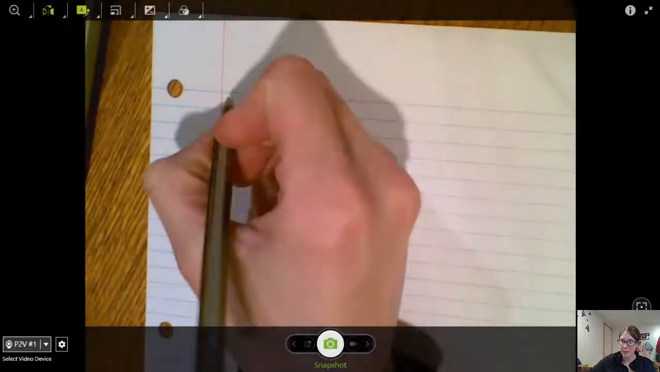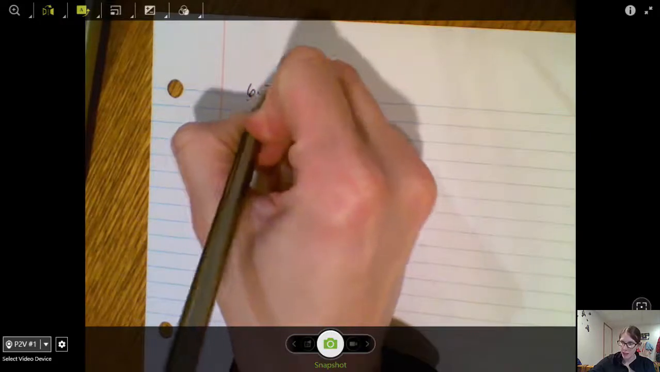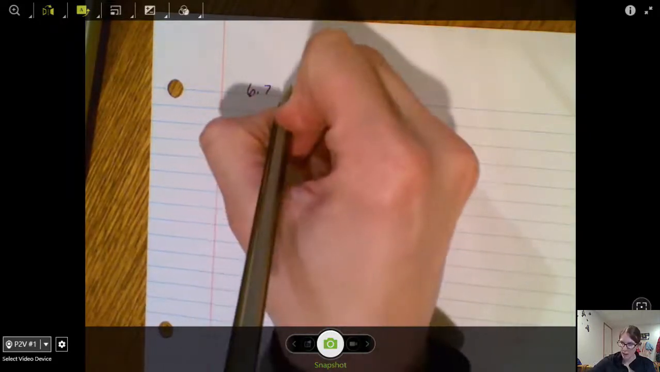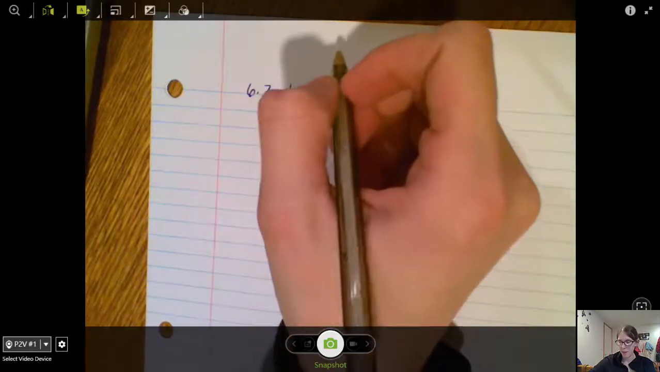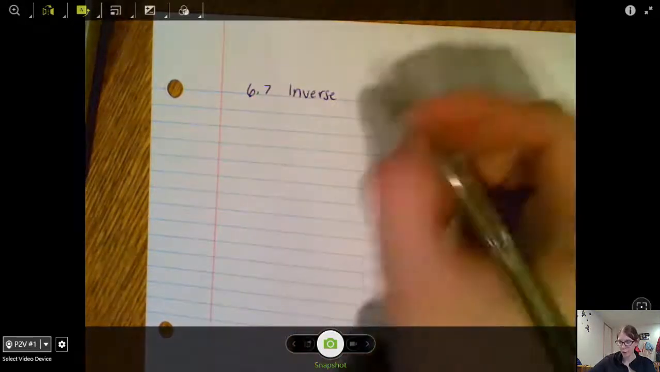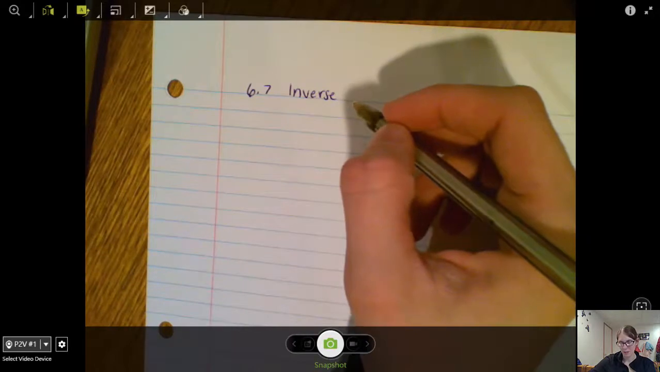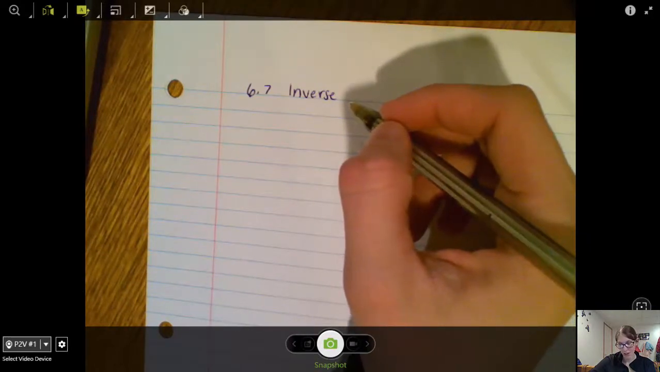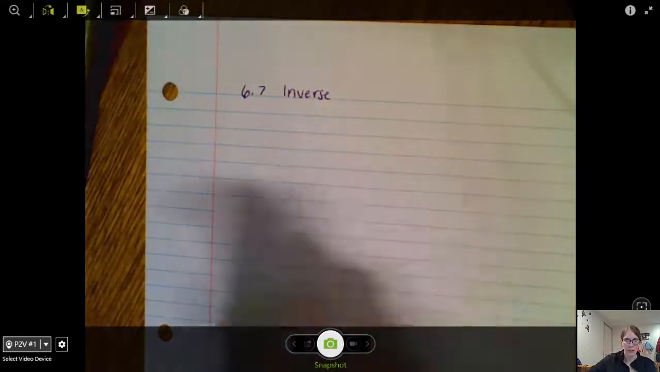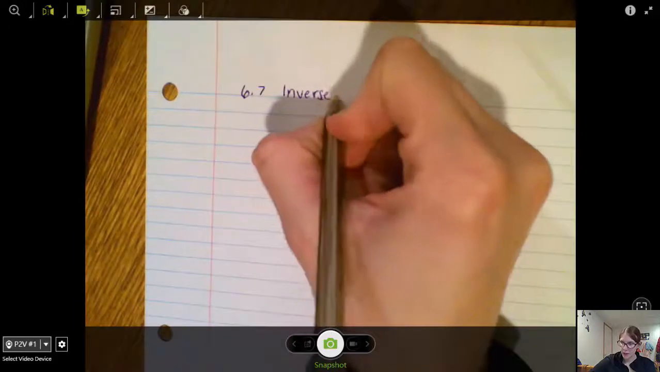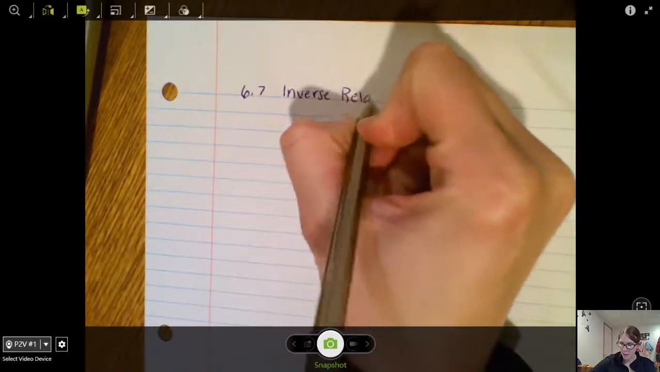Moving into chapter 6, section 7. Section 7 is all about inverses. You've probably heard the word inverse before. We've talked in the past about how multiplication and division are inverses of each other, but we haven't really talked about exactly what all that means. So anyway, our section is inverse relations.